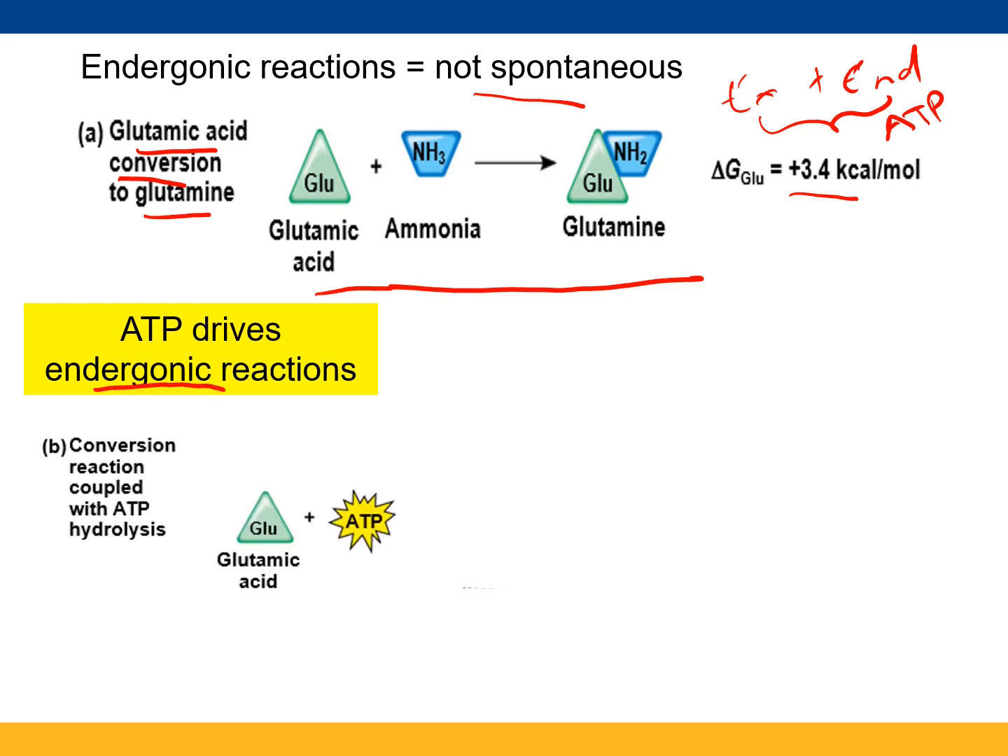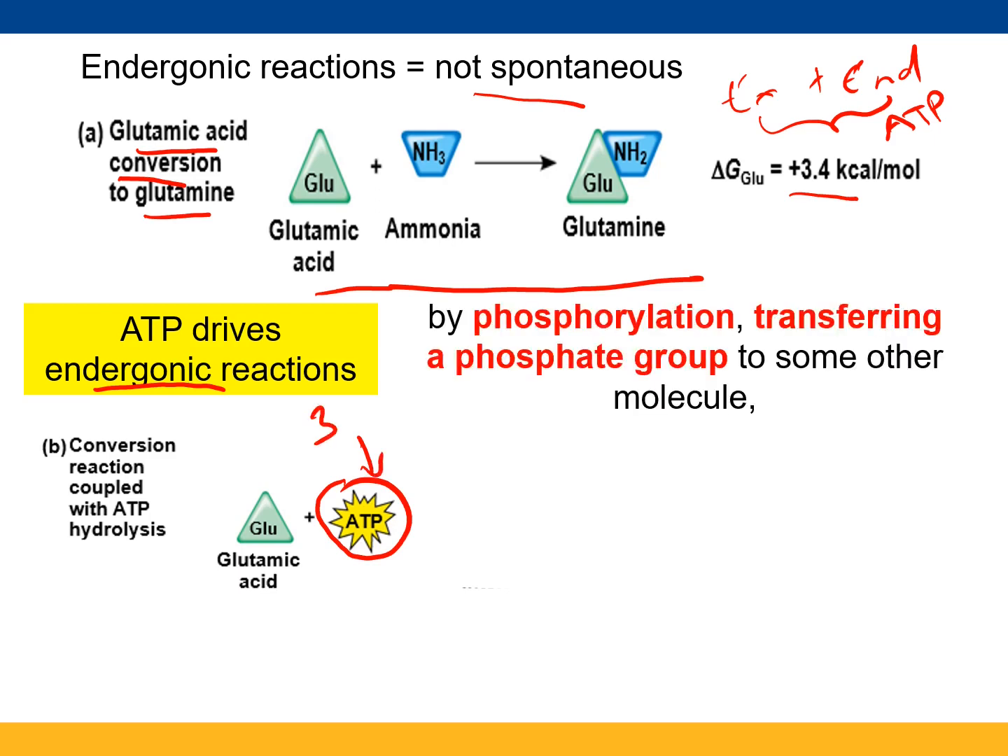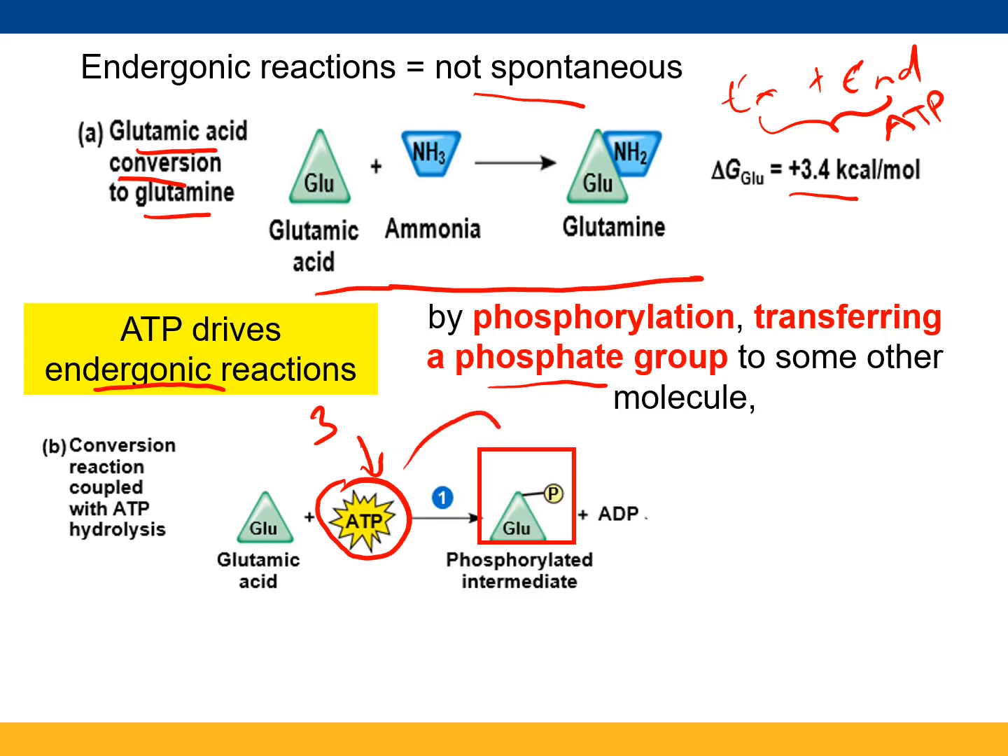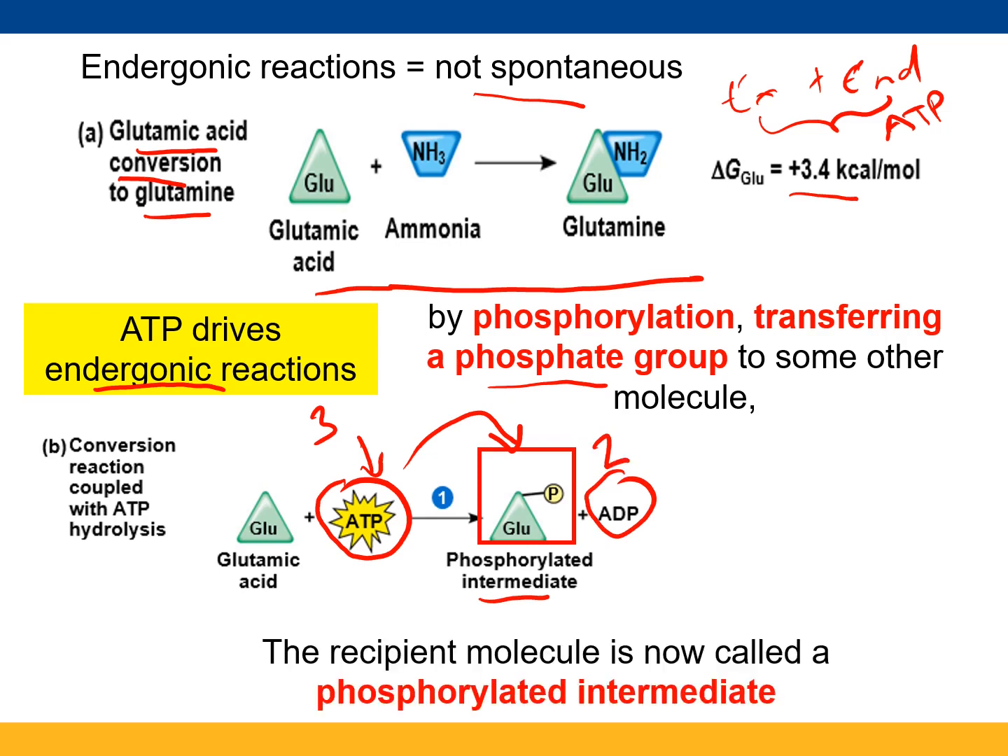So in this case, what generally happens is that you have the glutamic acid and this ATP that, remember, has 3 phosphate groups. What you're going to do is transfer a phosphate group to another molecule. So in this case, you see that the ATP transfers the phosphate group and phosphorylates this intermediate. And now instead of having an ATP, you have an ADP, so you only have 2 phosphate groups. This molecule is now called a phosphorylated intermediate.